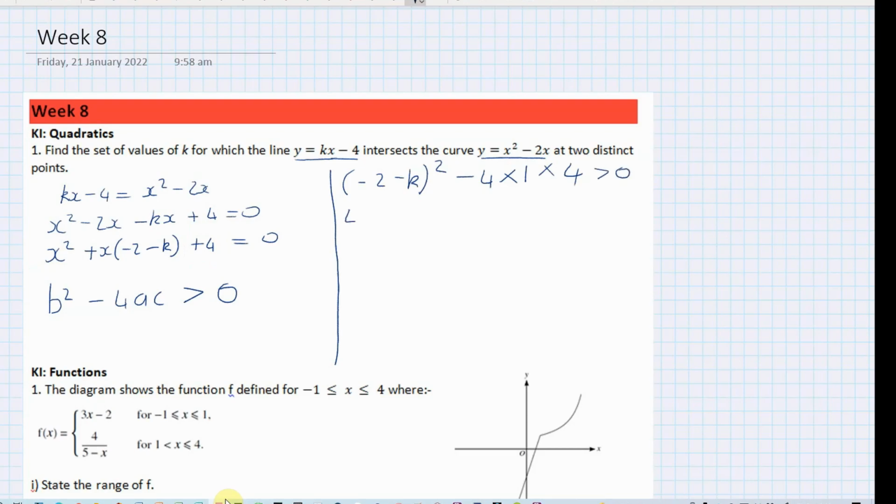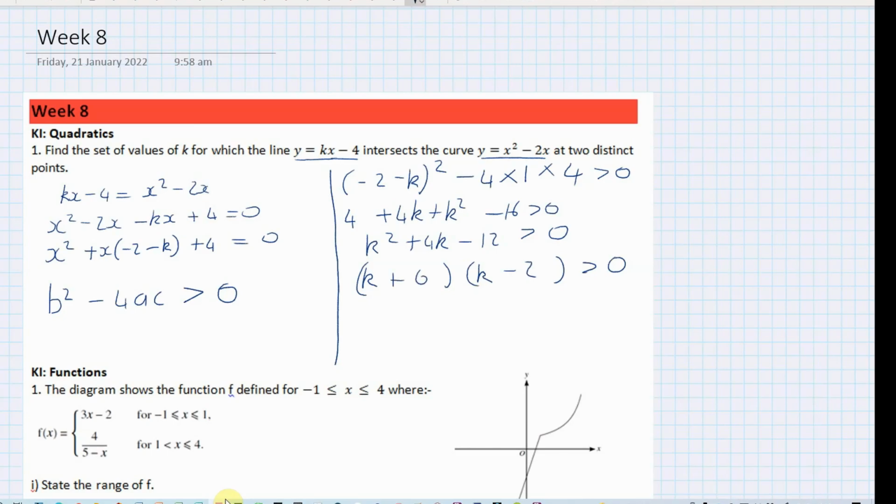So let's just expand this out. We get 4 plus 4k plus k squared minus 16 should be greater than 0. Let's gather everything together. We've got k squared plus 4k minus 12 is greater than 0. I'm going to factorize that to find the roots, or the places where it crosses the x-axis. A positive 6 minus 2. So if we were to sketch our graph, we've got a root at minus 6 and another one at 2.